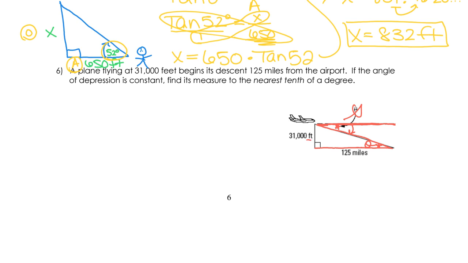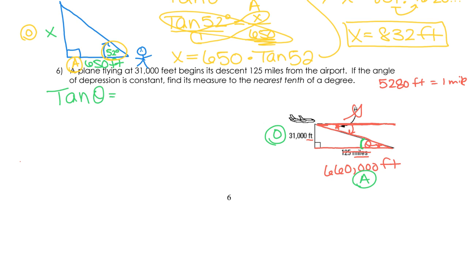I just had to be careful, guys. And then I have feet and miles, and 2 different dimensions is no good. So we're going to go ahead and realize that there are 5,280 feet in 1 mile. And if I have 125 miles, then that would be 660,000 feet. And now everything's in feet, and I can go ahead and continue to do what I'm doing. All right. So because my angle is down here now, that makes 31,000 feet my opposite. And it makes 660,000 feet on the bottom, my adjacent. And O and A make tangent. So we're going to say tangent theta equals O over A.